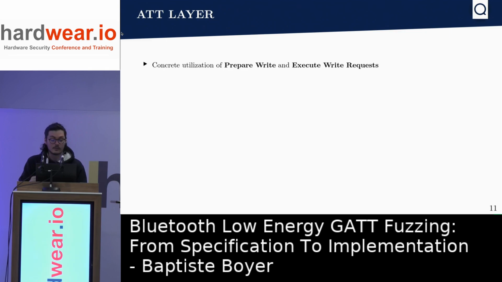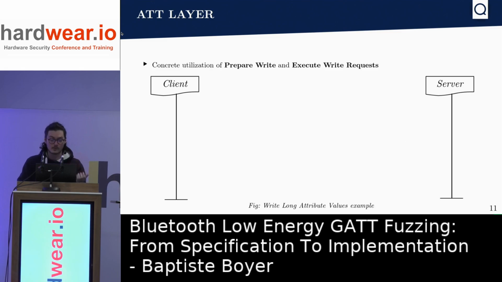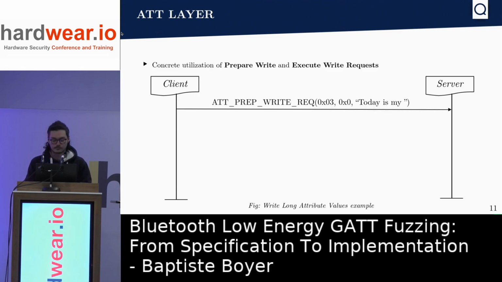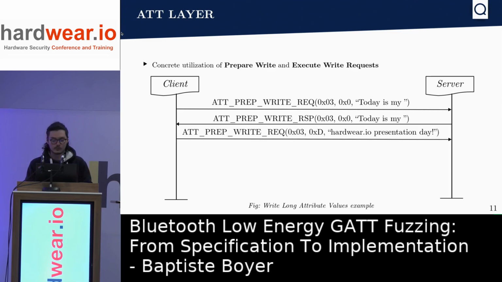Here I give a concrete example of how to use the prepared write request and the execute write request. So we have a client and we have a server. The client sends to the server this prepared write request with this set of parameters. The first one is the handle that corresponds to a specific attribute, then the offset, 0, and then the value, "today is mine". The server responds with the same set of parameters, but now with the prepared write response to tell the client it's okay, you can continue.